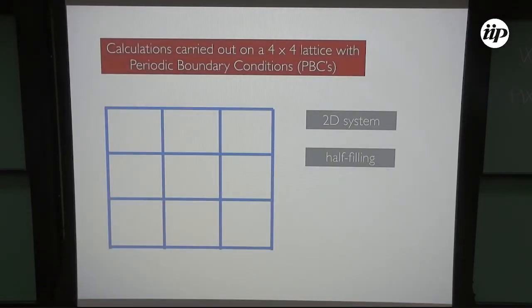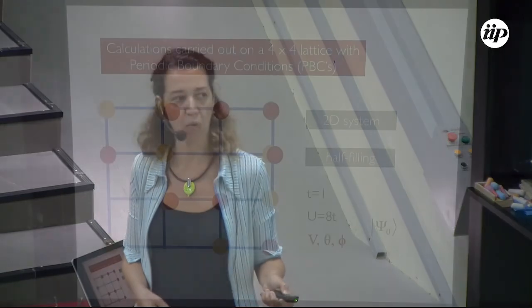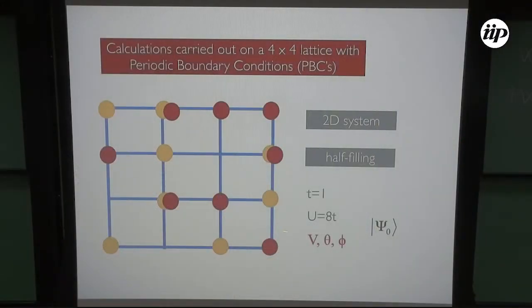What I'm going to do is calculations on 2D systems with periodic boundary conditions, on a 4x4 lattice, and I'm just using the hopping as my energy unit. So I'll set the hopping equal to 1, and I will also set U equal to 8t. I'm not changing U around here. What I am going to change is V, the dipolar interaction, the angles theta and phi, and I will look for ground state properties of these systems.